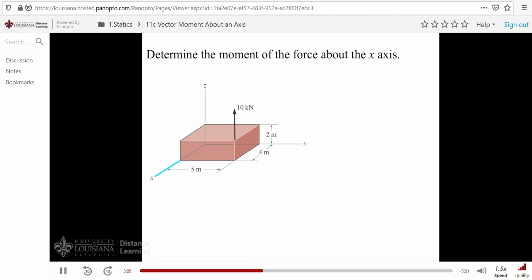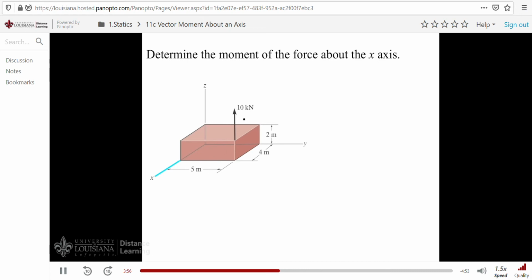Let me do a basic problem to sort of show you how this would work. Here we have a force of 10 kilonewtons on this block, and we want to find the moment of the force around the x-axis. Well, of course, we could solve this problem using a scalar analysis. It's rather straightforward, isn't it? If you consider the fact that the line of action of the force is extended down to here, of course, our perpendicular distance to that line of action from the axis is 5 meters.